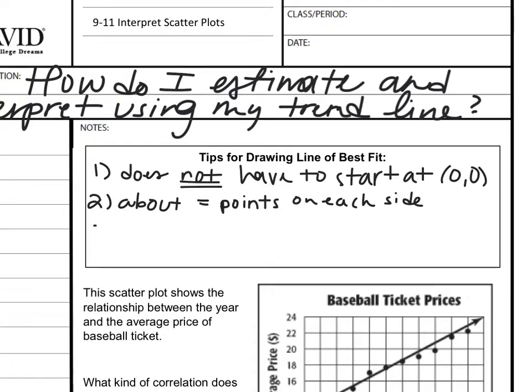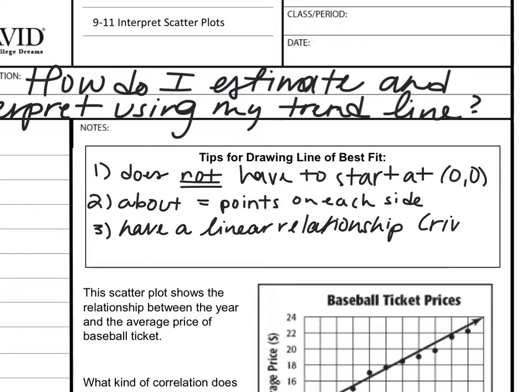We talked about two more things, and these might be harder to remember. The points aren't going to make a perfectly straight line, so I'm going to say it has to have a linear relationship. It's got to look like a river. If it doesn't look like a river, then we probably can't draw a line through it. So I'm going to say it has to have a linear relationship, and I'll put in parentheses, river. So if it looks like a lake, that means it has no correlation, and I wouldn't be drawing a line through it.